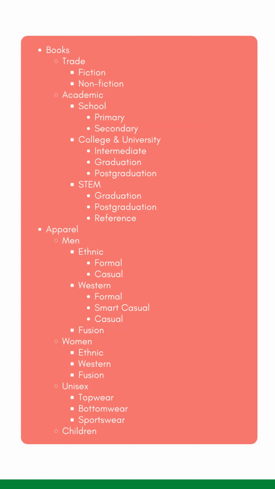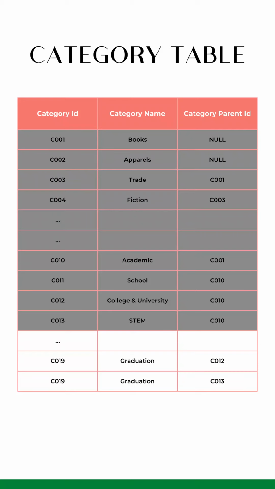Now let us see the category graduation. It comes under college and university as well as STEM. We can model it as a single category and have two rows for two parents. For one row, we will have C012 as parent, which is college and university. And the second row will have C013 as parent, which is STEM.